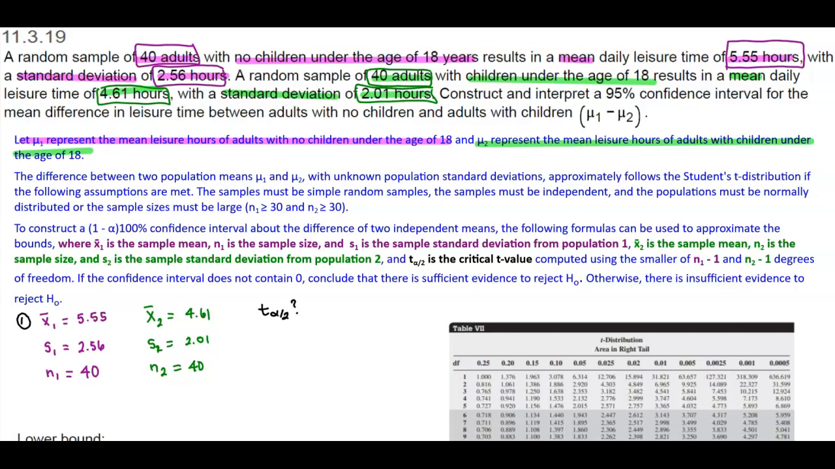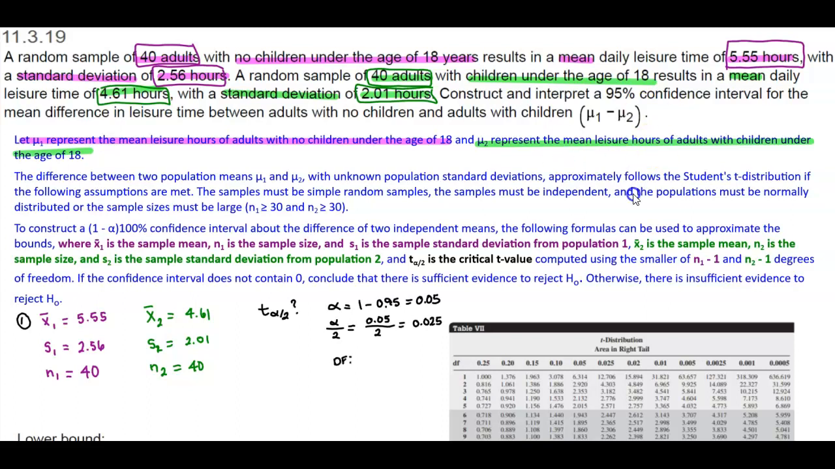So we're constructing a 95% confidence interval. So we're going to take 1 and subtract 0.95, which gives us 0.05. And then we're going to take alpha and divide that by 2. So 0.05 divided by 2 gives us 0.025. And then we need the degrees of freedom.